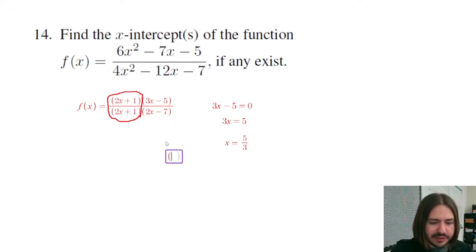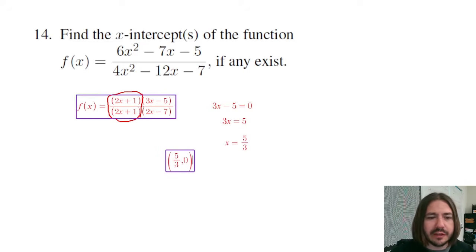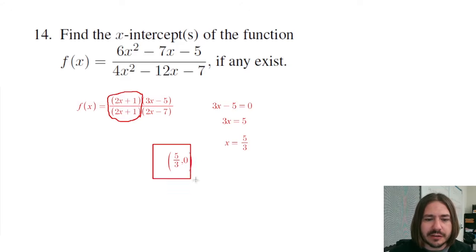So we have an x-intercept at 5/3, 0. And just to recap, the reason that we didn't set the other factor equal to 0 is because this actually does not cause an x-intercept. Since that factor also appears in the denominator, we know that x equals -1/2 is the location of a hole or a removable discontinuity of this function. So our answer here is just simply the one x-intercept at 5/3.